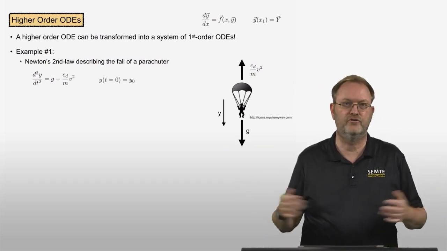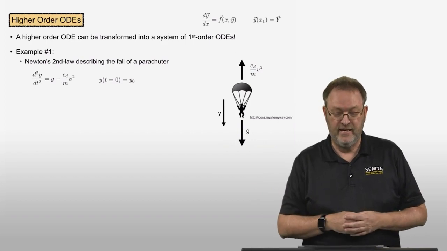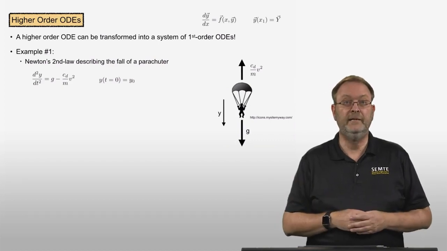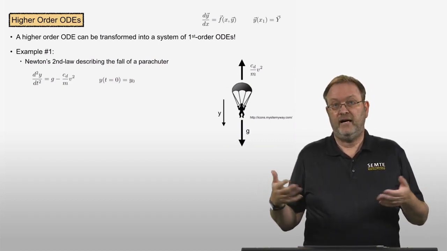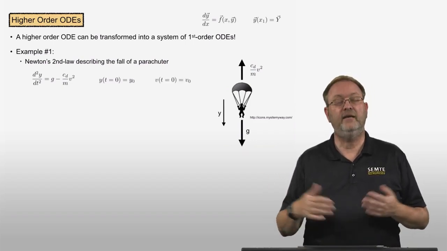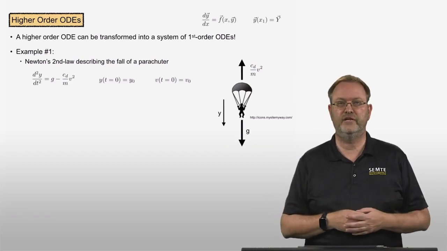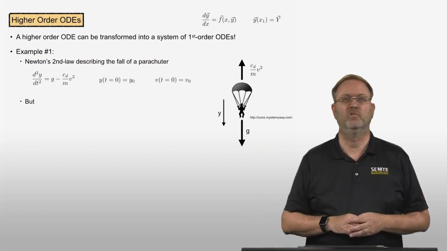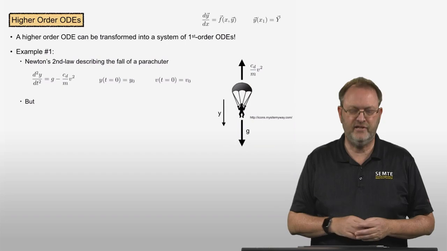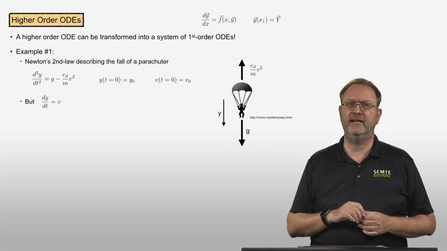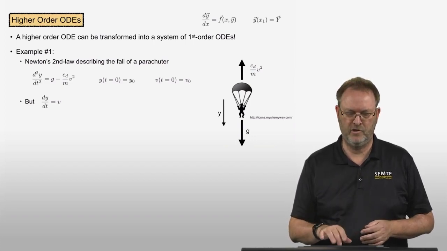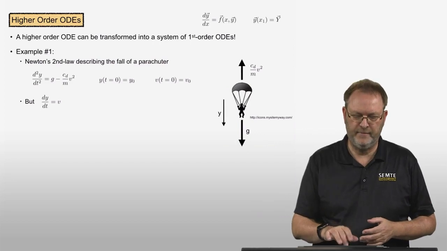Okay, so now we have constraints in this case that we have to know to be able to solve this higher order ODE. And the constraints are that at time equal to 0, the position of the parachuter shall be y0, and at time equal to 0, the velocity of the parachuter shall be v0. Okay, so this is a second order ODE because it contains the second derivative. Now, we also know that the velocity is the first derivative of the position y. Okay, so dy dt is equal to v.